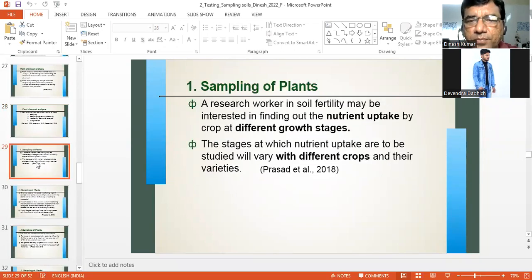Sampling of plants. A research worker in soil fertility may be interested in finding out the nutrient uptake by a crop at different growth stages. The stages at which nutrient uptake is to be studied will vary with the different crops, but most times people like to know the uptake during the flowering stage, particularly in annual crops. Students and scientists are mostly interested to know the status of nutrients at the flowering stage. Normally there is a high requirement of certain nutrients at the time of flowering, so they would like to see what the nutrient status is at flowering.